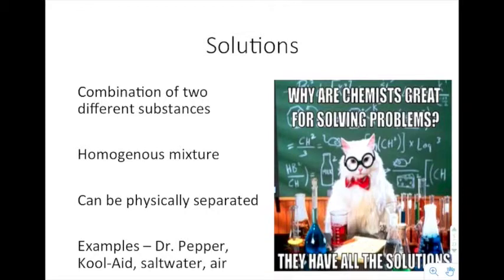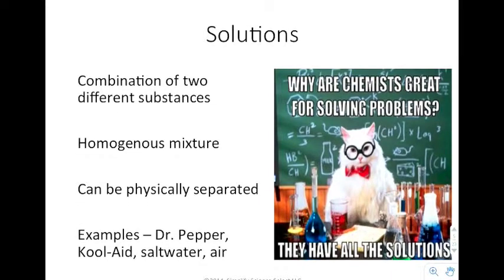So, to explore, a solution is a combination of two different substances. Generally, a solution is considered to be a homogeneous mixture, which remember means that it's the same throughout. So if you take a sample here and a sample here and a sample here, they're going to be identical. A solution can be physically separated.